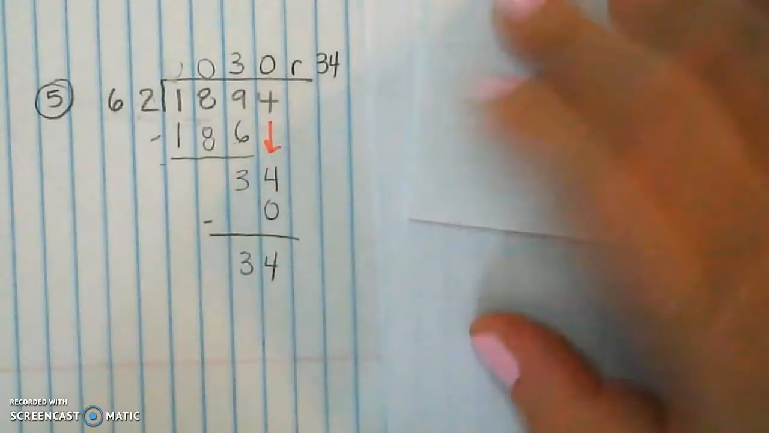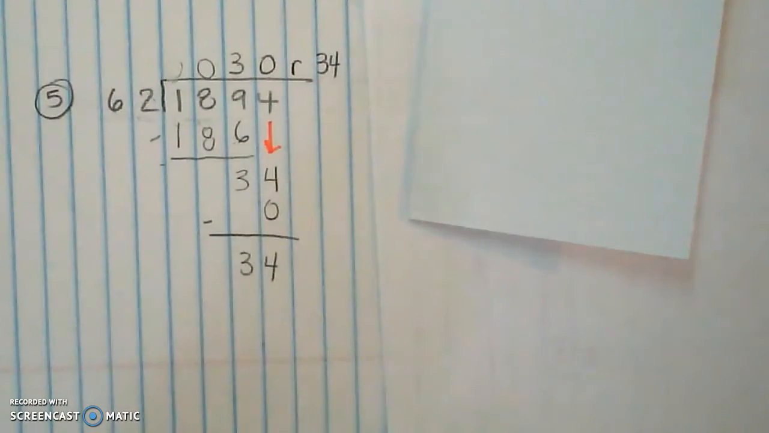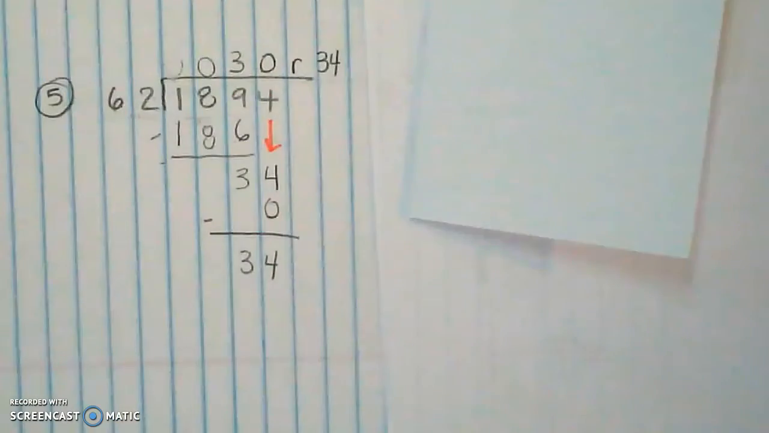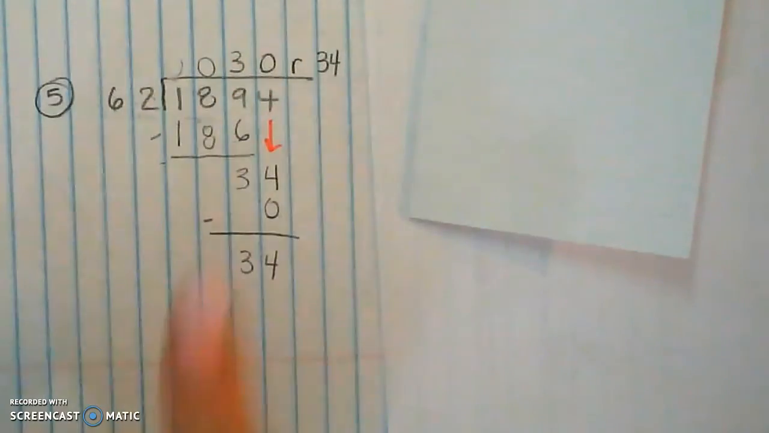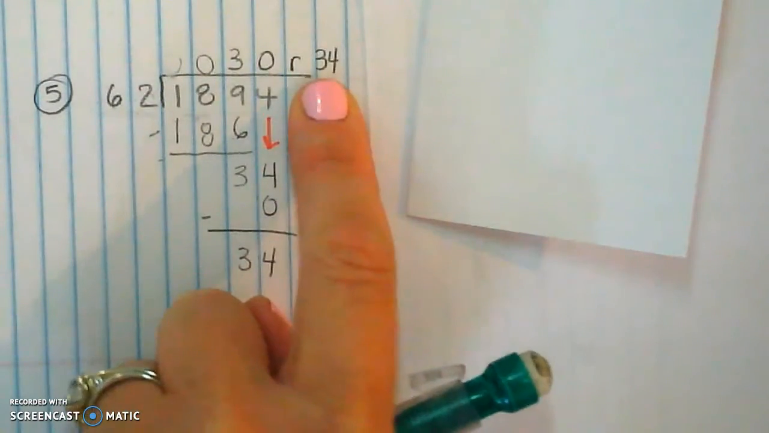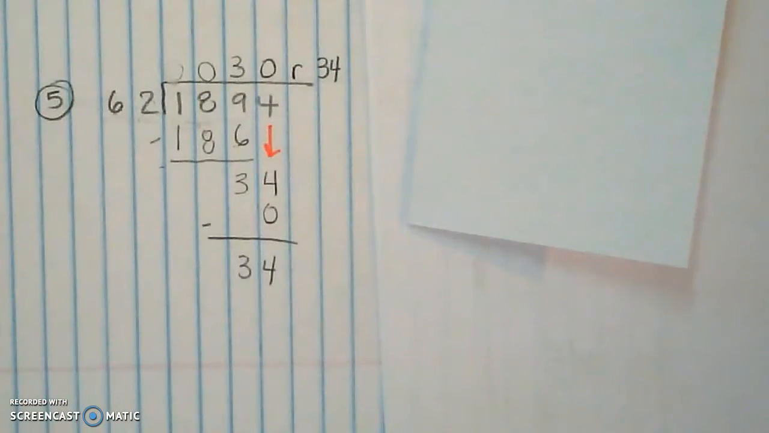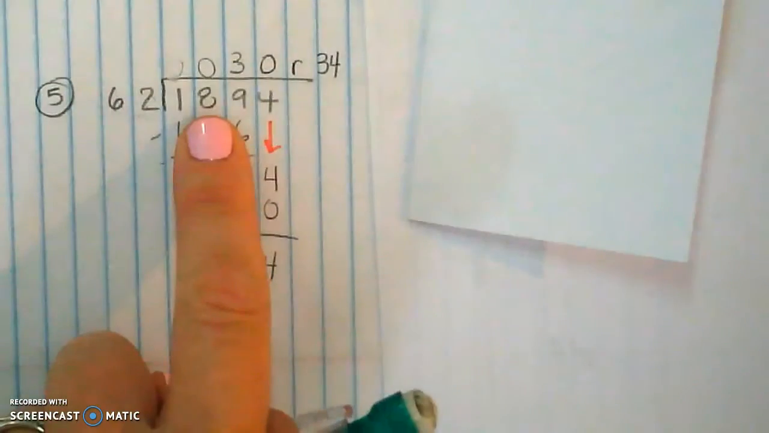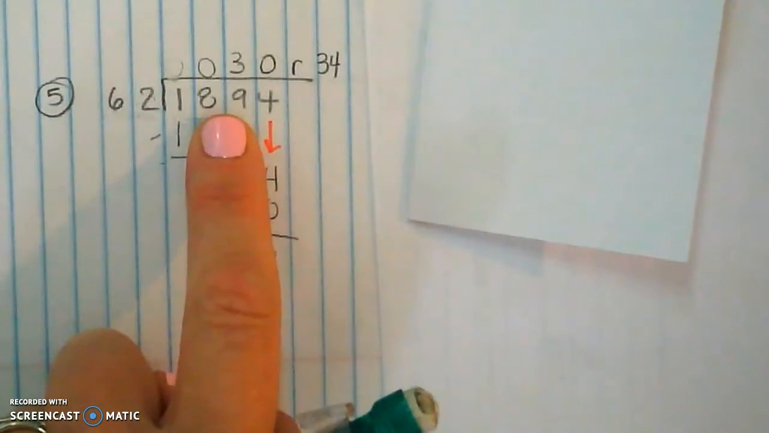And again, if you wanted to check that in a calculator, you could multiply 30, your quotient, by 62. When you do that, you get 1,860. If we add the remainder, that was 34, we get 1,894, which is exactly what we should get because that was our dividend.